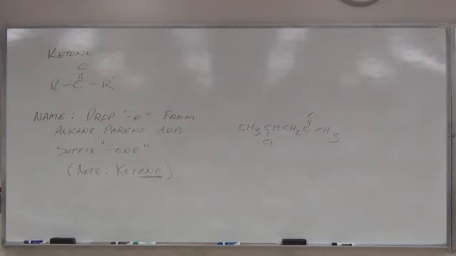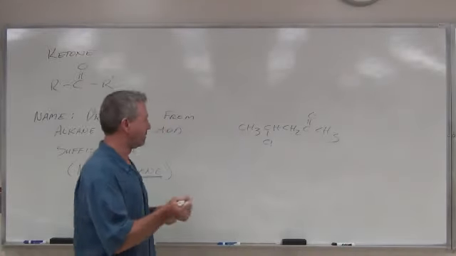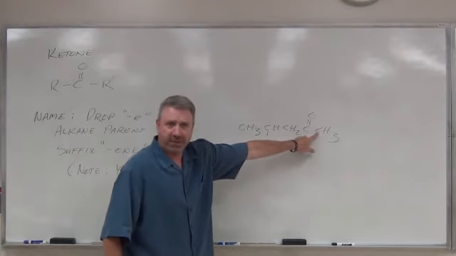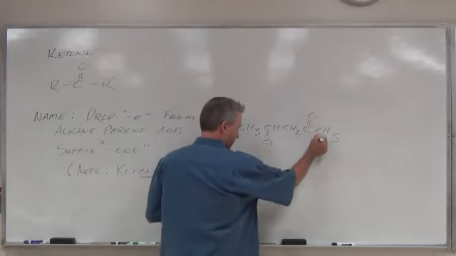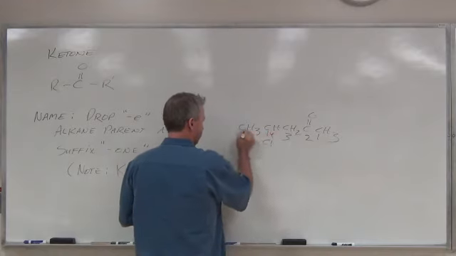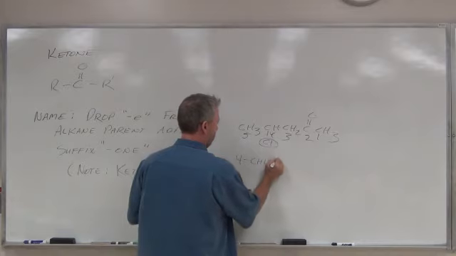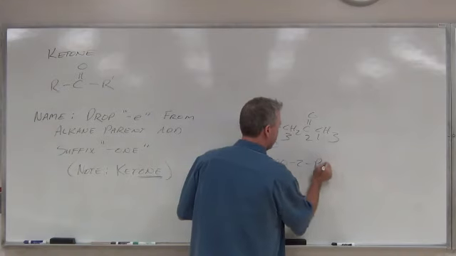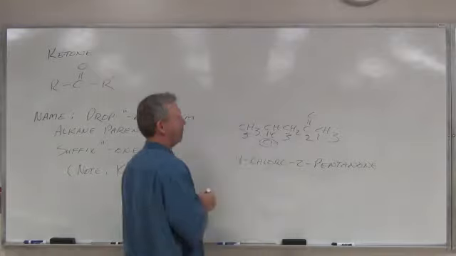What's this one? 4-chloro-2-pentanone. Yep, looks good to me. Is that what everybody had? We see our carbonyl group. We have to number our chain from the side closest to the carbonyl group, to give the lowest number to the carbonyl group, which means this side. Chloro group at C4. This is 4-chloro-2-pentanone.